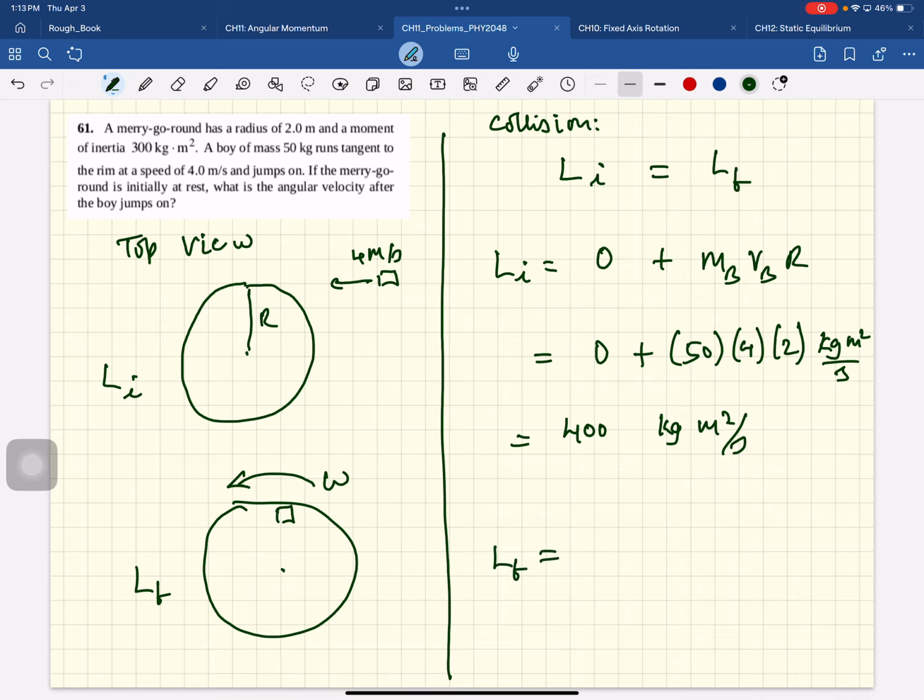The final angular momentum is the final moment of inertia times omega. The moment of inertia is the moment of inertia of the disk plus the moment of inertia of the boy. This is 1/2 m r squared plus the mass of the boy times r squared. We are treating the boy as a point particle, and he's r distance away from the axis of rotation. And for a disk, that's the moment of inertia, 1/2 m r squared.